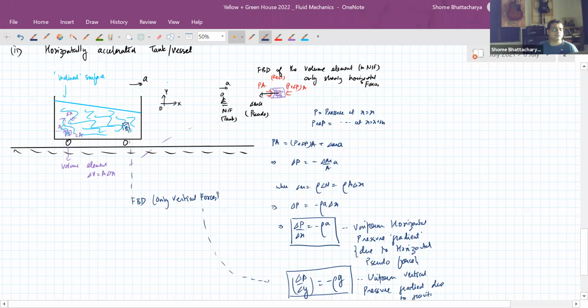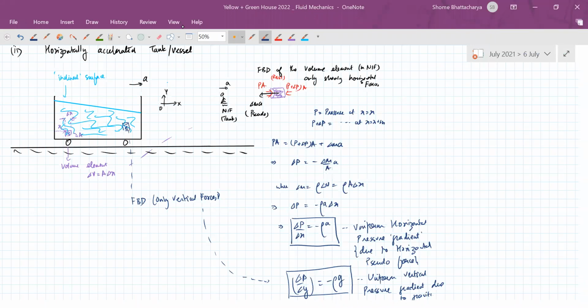So there's a combination of horizontal and vertical pressure gradient now. As you go vertically upwards, your pressure is decreasing. As you horizontally move along the x-axis, the direction of the acceleration, that way also the pressure decreases. Okay. So what that results in and why the surface is inclined, we'll discuss in a bit. First, note this down.